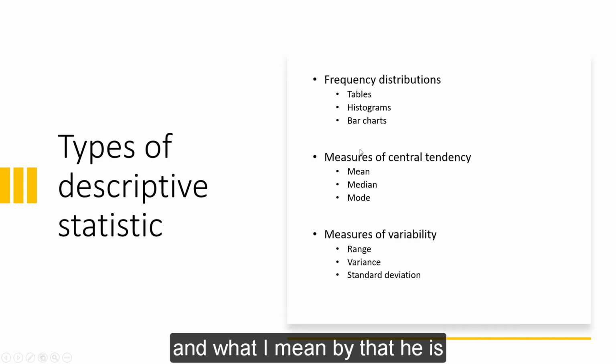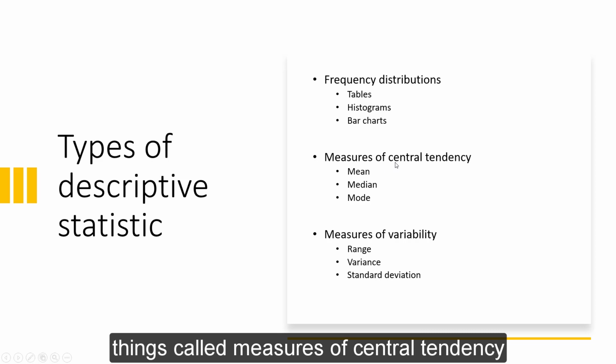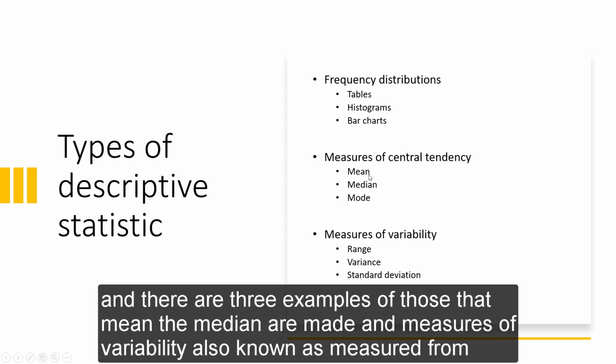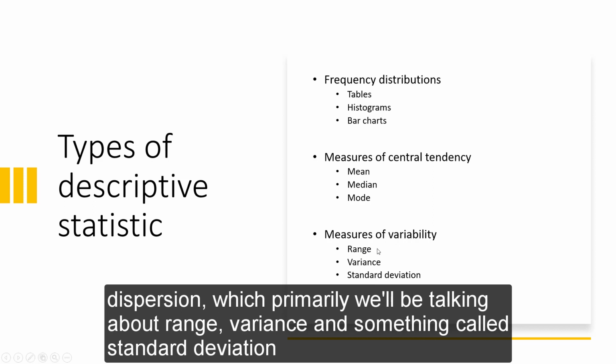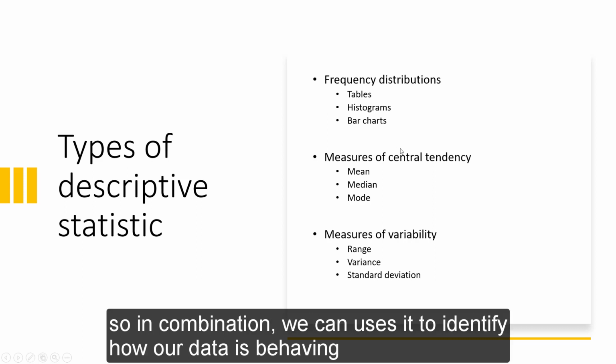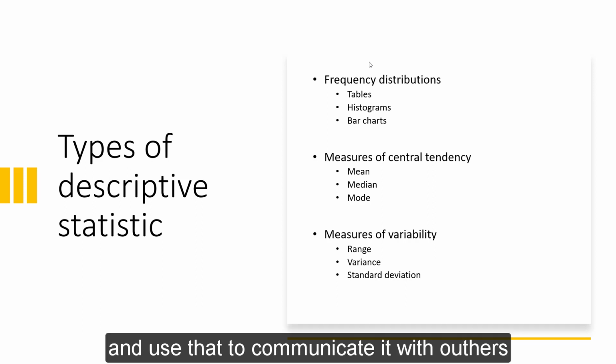And what I mean by that is it helps us better understand things called measures of central tendency. And there are 3 examples of those: the mean, the median, the mode. And measures of variability, also known as measures of dispersion, which primarily we'll be talking about range, variance, and something called standard deviation. So in combination, we can use this to identify how our data is behaving and use that to communicate it with others.